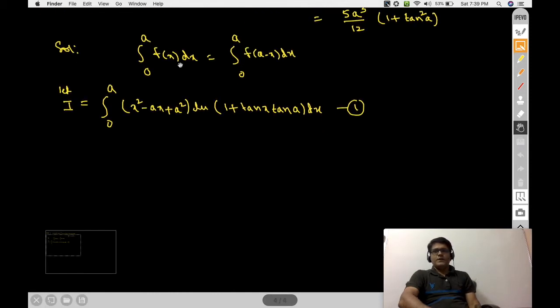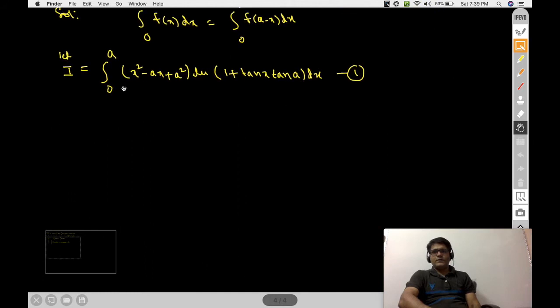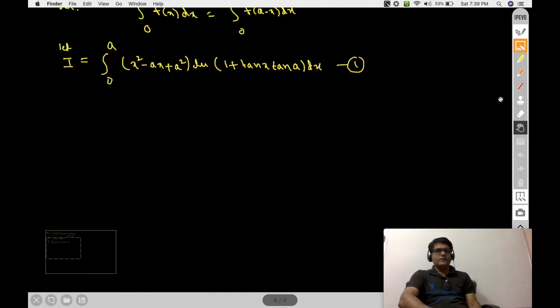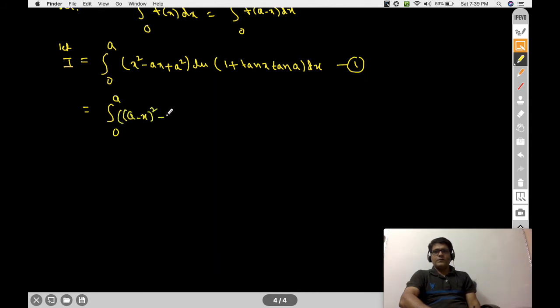Next, use this property: integration of 0 to a f of x dx is f of a minus x. Now replace x with a minus x. Then this is equal to integration of 0 to a, x is a minus x, that is a minus x whole square, minus of a times a minus x, plus a square, into ln of 1 plus tan of a minus x into tan a dx.